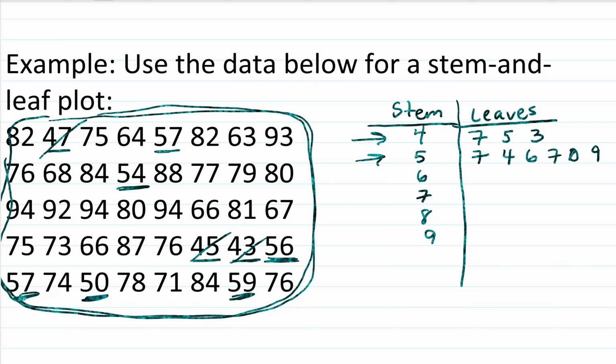All right, so the next thing you should do is pause the video and go ahead and create the leaves for the 60s, the 70s, the 80s, and the 90s. And then see if it matches up with my answers.